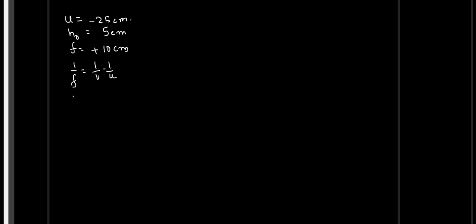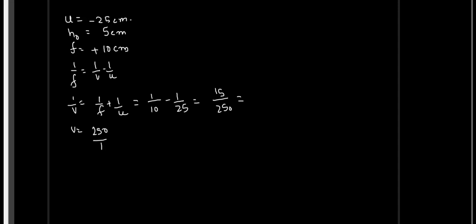What we need to find out is 1 by v, the image. So 1 by v is 1 by f plus 1 by u. 1 by f is how much? 1 by 10. u is negative, so this becomes minus 1 by 25. Now, if we solve it, we are going to get 15 by 250. Please check your solutions. So we need to find v. v will be 250 by 15. If you solve it, you're going to get 16.66 centimeter.